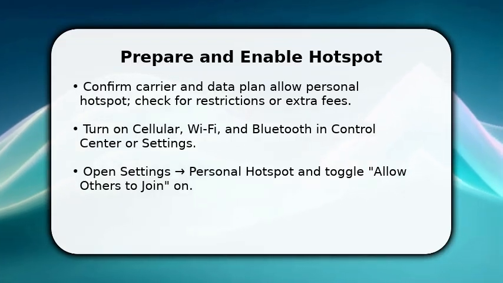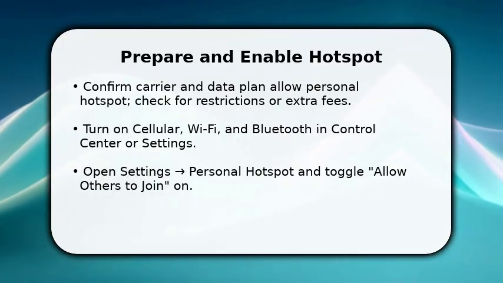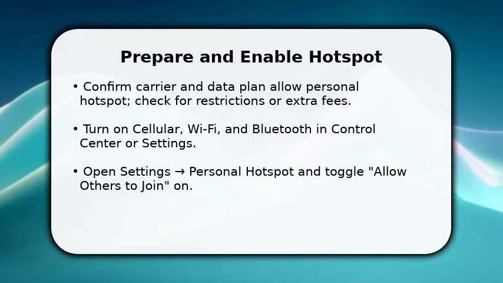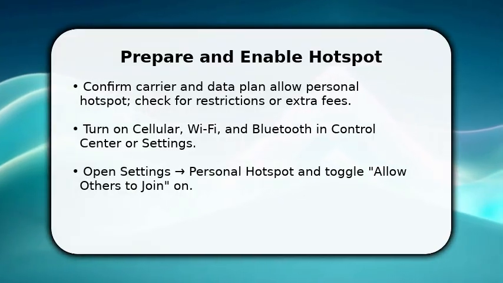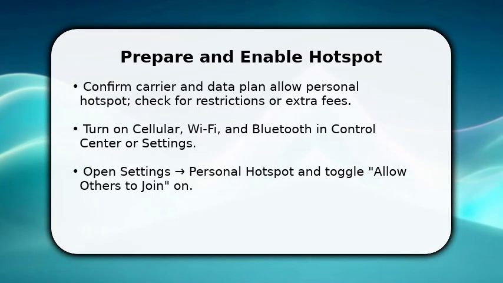Open Settings, tap Personal Hotspot, and toggle Allow Others to join on. This immediately broadcasts the hotspot. You're doing this first because it creates the network interface the phone uses to share cellular data with other devices.